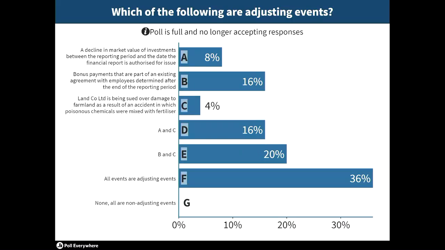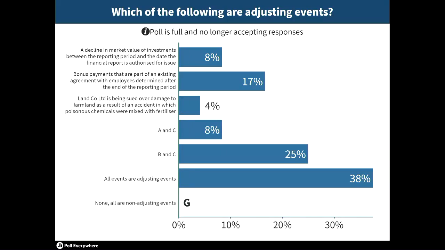All right. So Land Co. is being sued over damage to farmland as a result of an accident in which poisonous chemicals were mixed. So you notice the pattern, the past pattern? The poisonous chemicals were mixed with fertilizer. So that was an existing situation. Now they just got sued. You get a new estimation. All right? So this is adjusting.